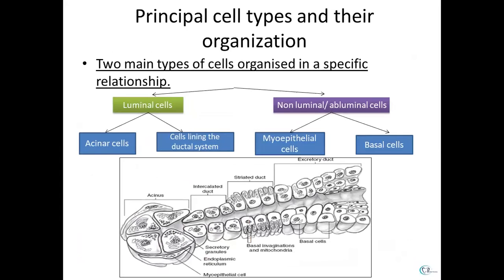Now, when we talk about the histogenesis, salivary gland is formed by a ductoacinar component in which we have the luminal cell population and the abluminal cell population. In the luminal cells, we have acinar cells and the duct lining cells. Whereas in the abluminal cells, we have myoepithelial cells and the basal cells.